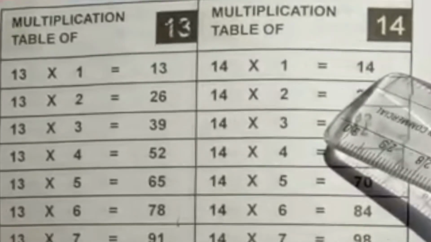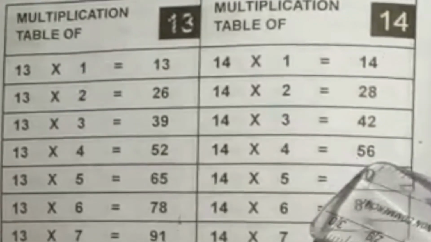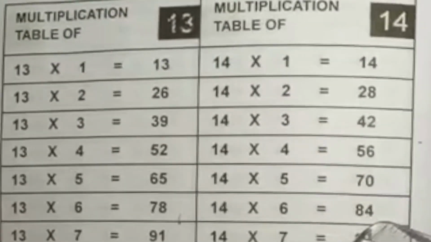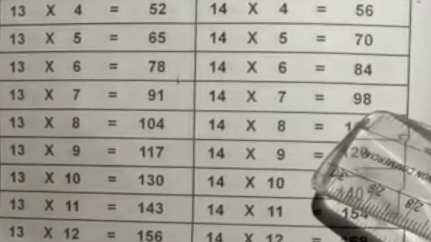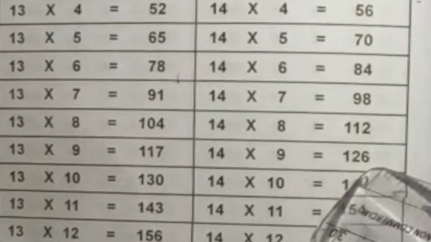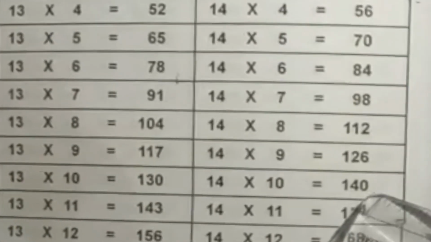Multiplication table of 14. 14 ones are 14, 14 twos are 28, 14 threes are 42, 14 fours are 56, 14 fives are 70, 14 sixes are 84, 14 sevens are 98, 14 eights are 112, 14 nines are 126, 14 tens are 140.